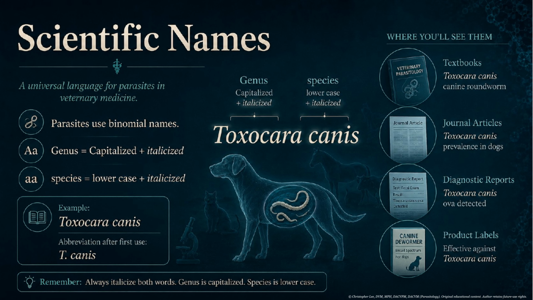To think like a parasitologist, and honestly to think like a veterinarian, we need to speak the language of parasite names. Parasite names follow the same binomial naming system used for other organisms. The genus name is capitalized and italicized. The species name is lowercase and italicized. For example, Toxocara canis is the dog roundworm. Once the genus has been introduced, it can be abbreviated to T. canis. These names matter because they appear in textbooks, journal articles, diagnostic reports, and product labels. They are not trivia. They are part of the language of veterinary medicine.